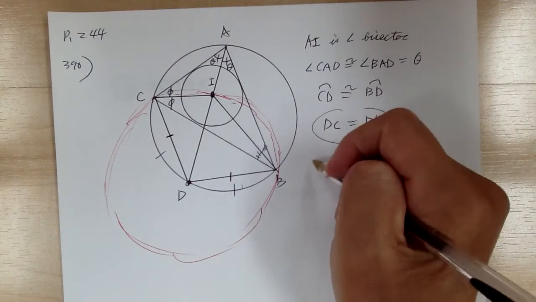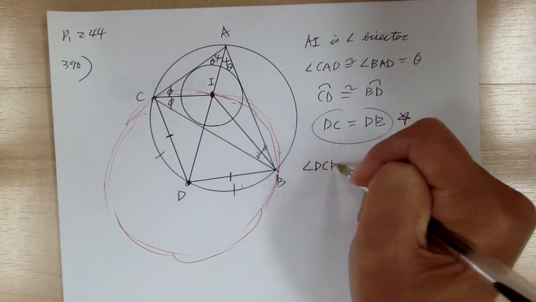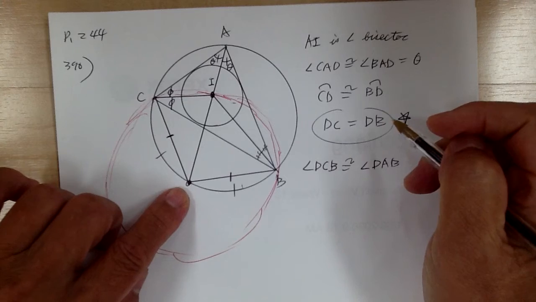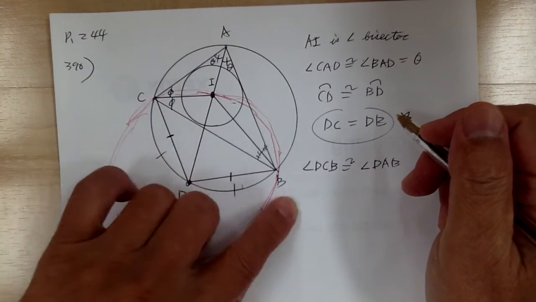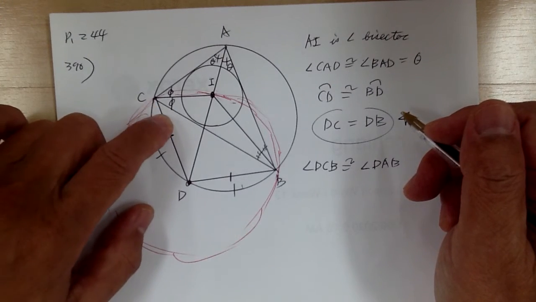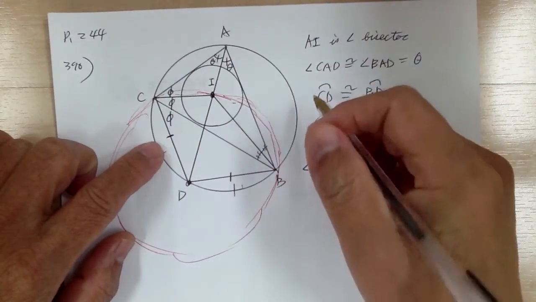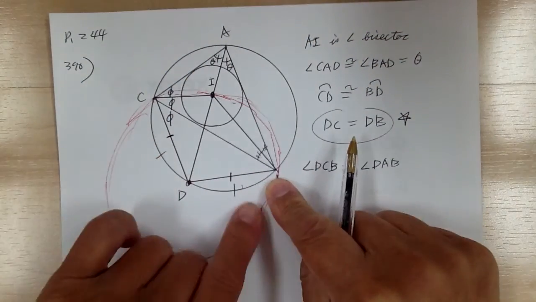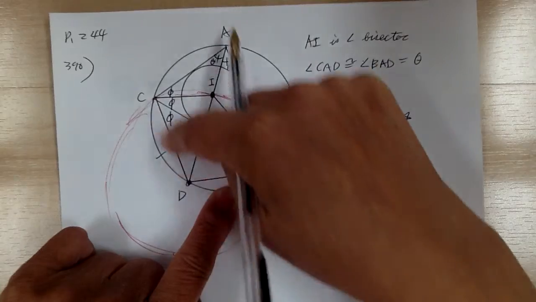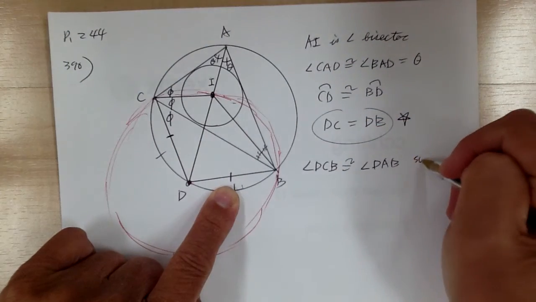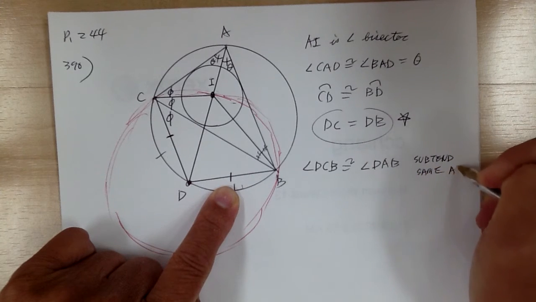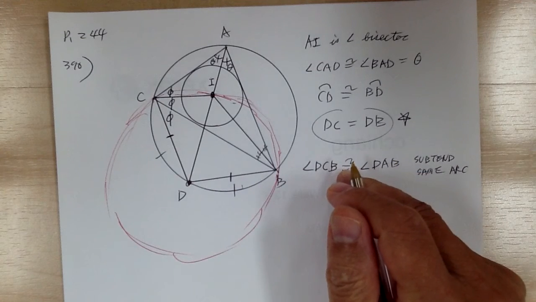And after that we got angle DCB is congruent to angle DAB. So angle DCB, this angle right over here. Now this angle will also equal phi, because it subtends DB. The DAB subtends this over here, and DCB subtends the same arc. They are congruent because they subtend the same arc.